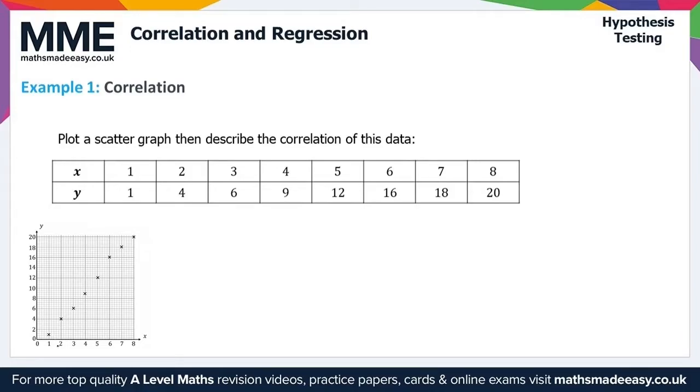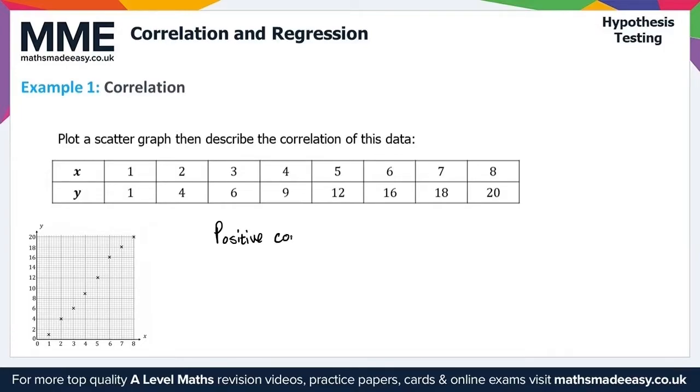Taking a look at this scatter graph here, we notice the points are going in this general trend. We're starting in this bottom left corner, we're going all the way up into the top right corner. So what we can see here is that as one of the variables increases, so as x increases, we notice y also increases. So as both the variables are increasing, what we've got here is positive correlation.